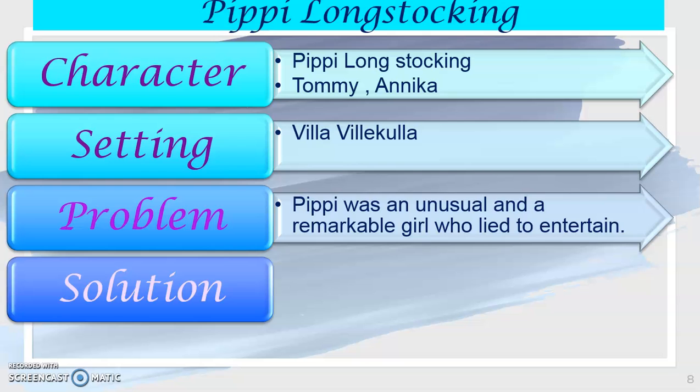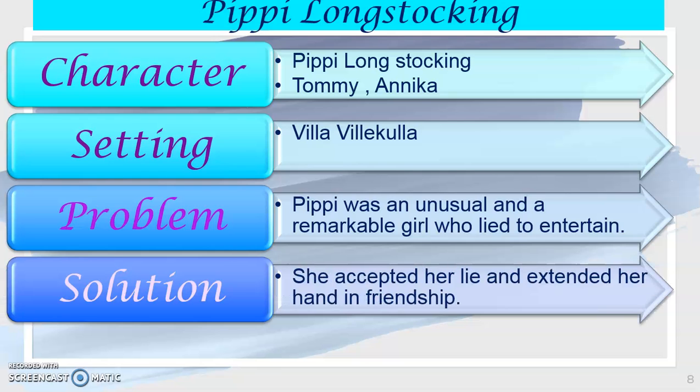Solutions. How did they actually solve the problem? She accepted her lie when somebody told her that you are lying and extended her hand in friendship. Now, good friends do that. Good friends always tell their friends very honestly. If they are lying, they tell them that they are lying. And that's how you make good friends.